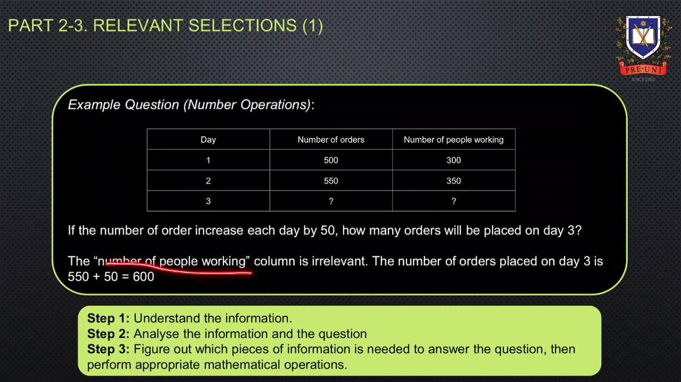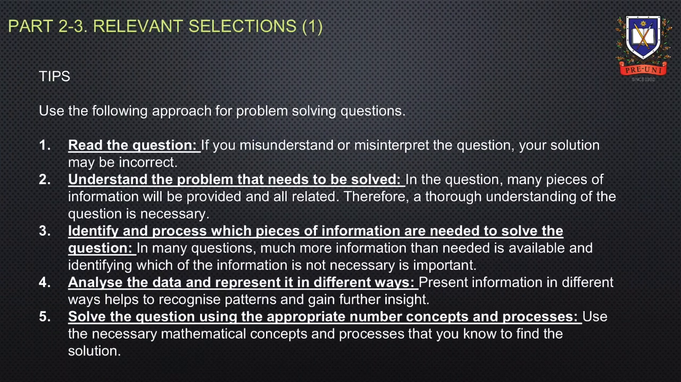The number of people working column is irrelevant to the question. The number of orders placed on day 3 is 550 plus 50, which is equal to 600, because the number of orders increased by 50 each day. When looking at problem-solving questions, this is a general approach that can be used to solve questions.